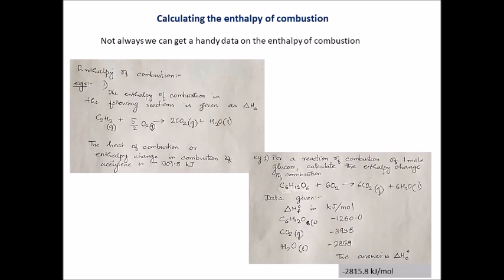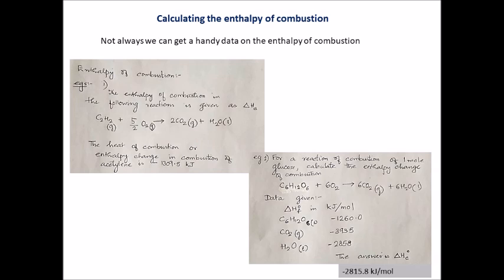When we have to calculate the enthalpy of combustion, we don't always have handy data on the various parameters. For example, the enthalpy of combustion in the following reaction is given as delta Hc. Acetylene, when it reacts with oxygen, gives out carbon dioxide and water. The heat of combustion or enthalpy change in combustion of acetylene is minus 1309.5 kilojoules. This I have taken from a data from the internet source.